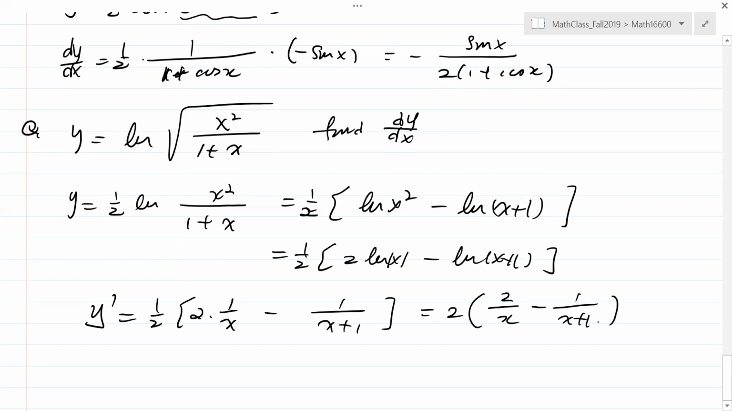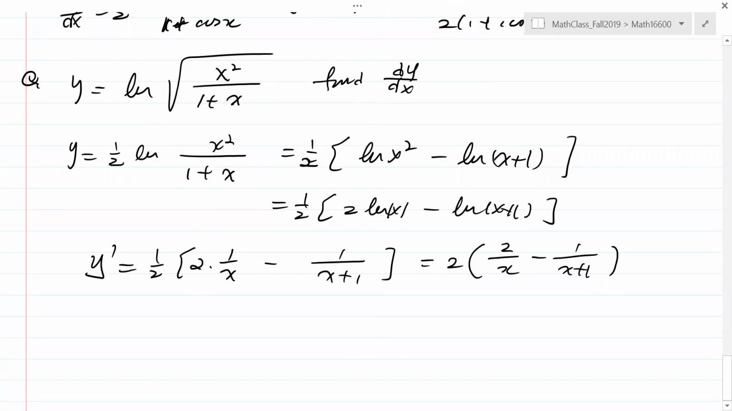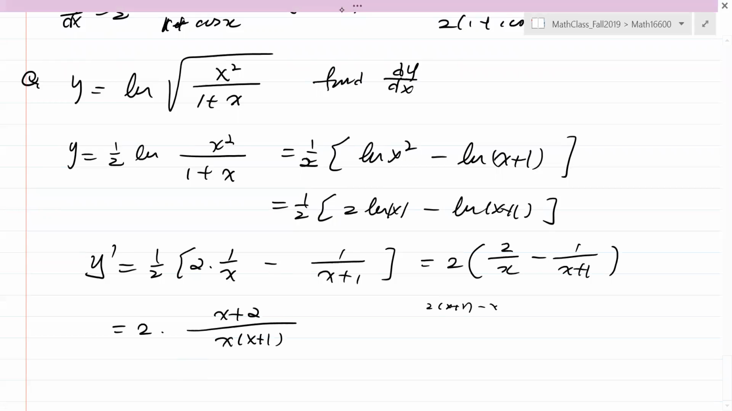If you leave it like that, I'm okay, I'll give you full credit. You don't need to combine into one single fraction. But if you want to do it, you can do that. You can continue with x times x plus 1, and that's 2 times x plus 1 minus x, which will be just x plus 2. Okay? So that's fine.